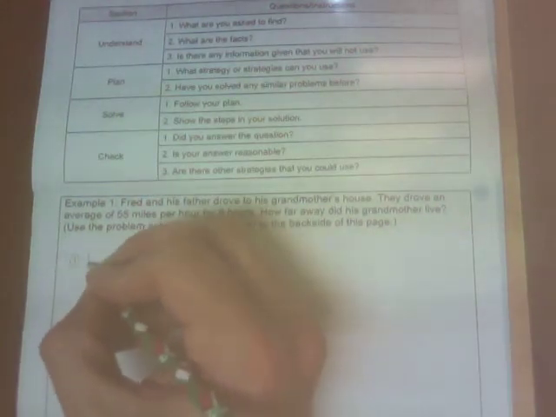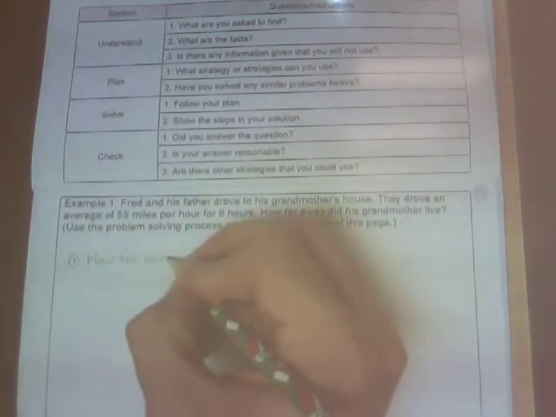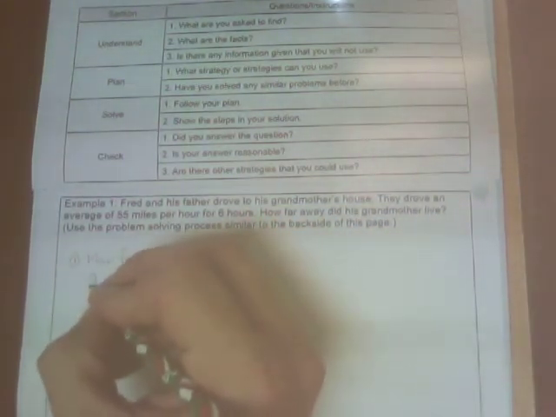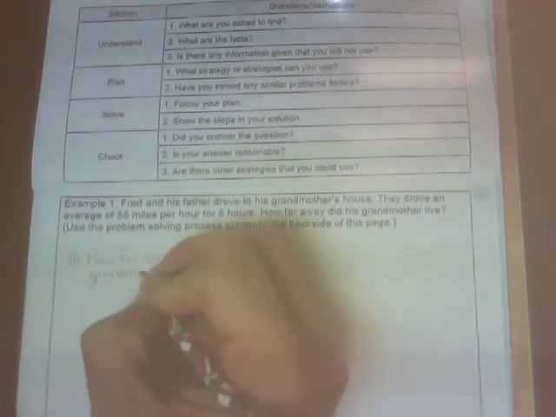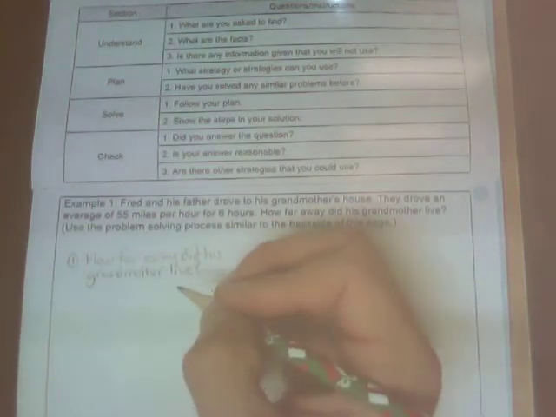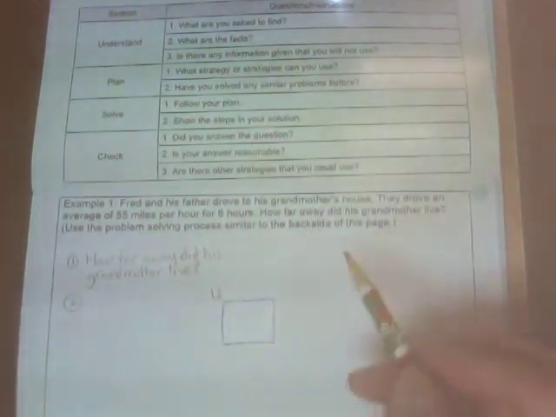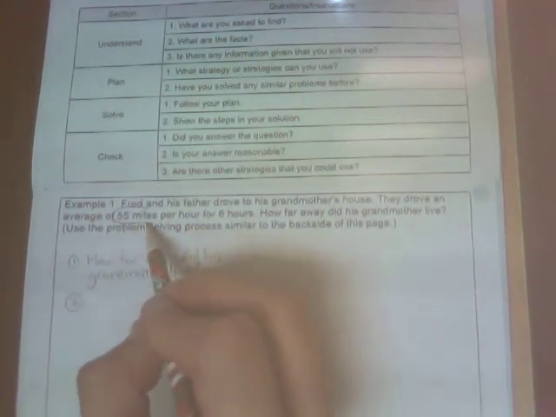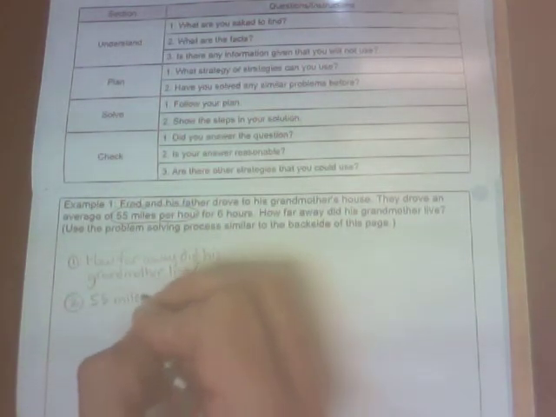So question 1, how far away did his grandmother live? Two, what are the facts? So what are the things that I know? They drove an average of 55 miles per hour. So I'm going to go ahead and circle 55 miles per hour. Put that here, 55 miles per hour.